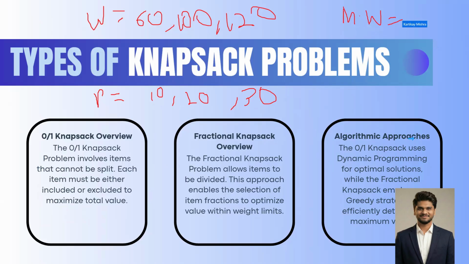Max weight limit is 50, not kgs, because we have not defined the units. So max weight is 50, and the total number of items is 3. So in order to get a maximum profit, we need to arrange the weights so that we stay within the weight limit of 50, but with a maximum profit. The ratio is defined by profit by weight. So when we divide profits by weight, we get ratios like 0.6, 0.2, and 0.25.